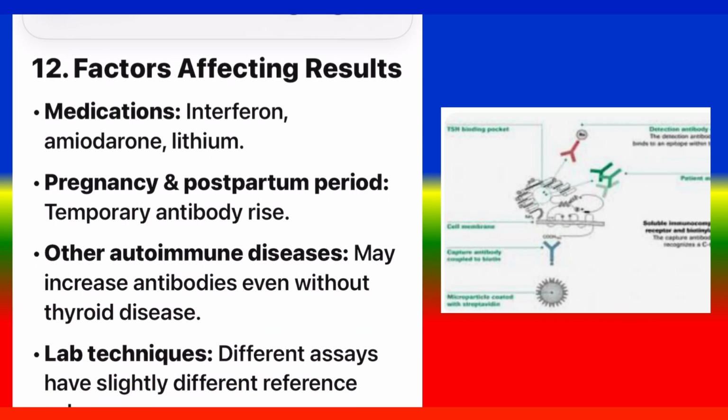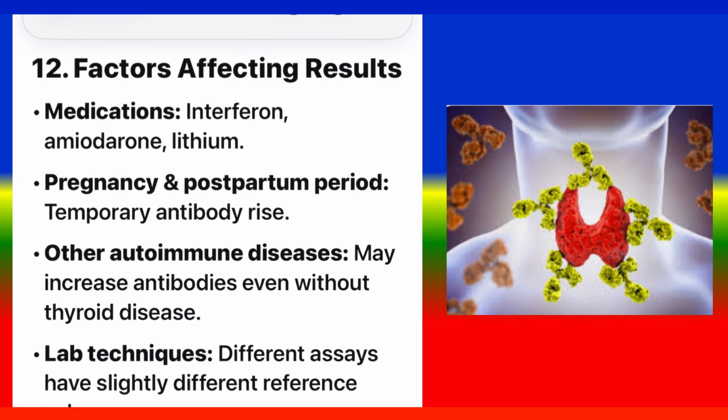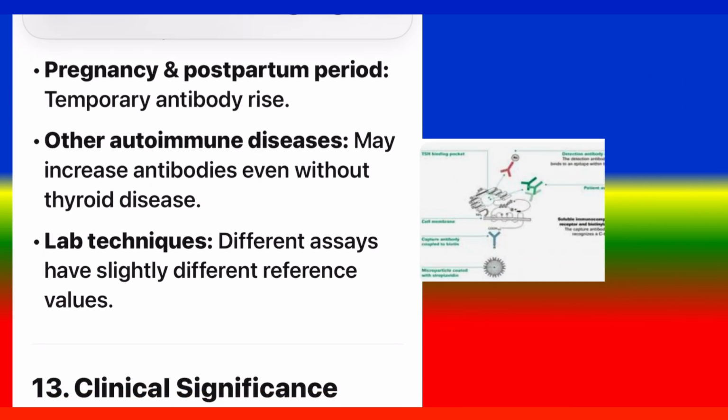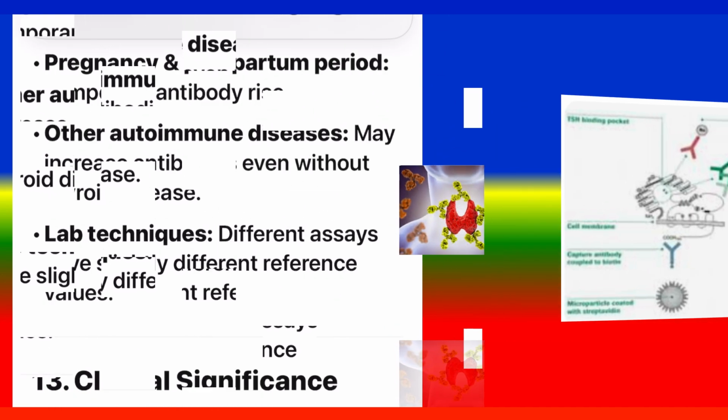Number 12. Factors affecting results. Medications: interferon, amiodarone, lithium. Pregnancy and postpartum period: temporary antibody rise. Other autoimmune diseases may increase antibodies even without thyroid disease. Lab techniques: different assays have slightly different reference values.